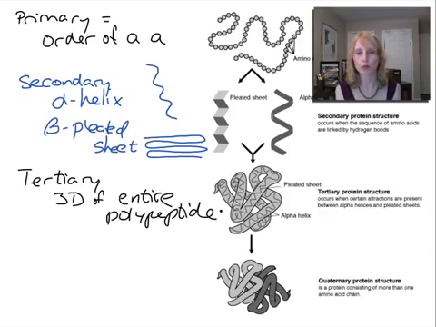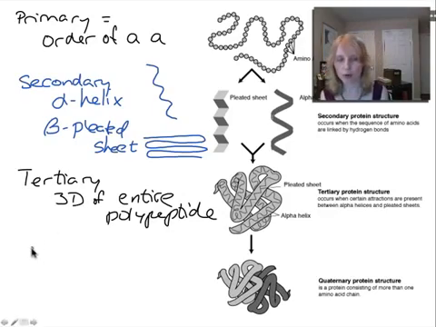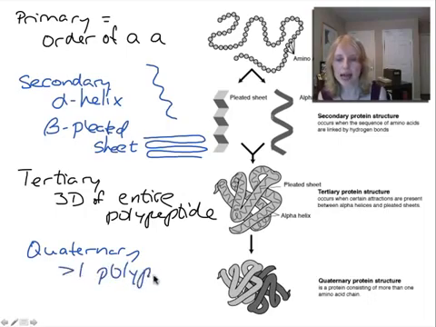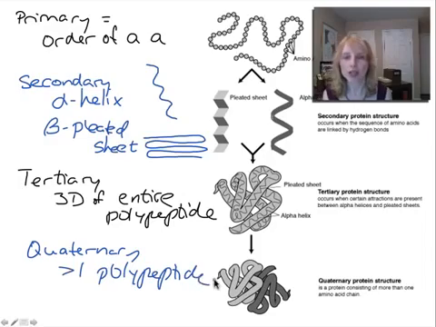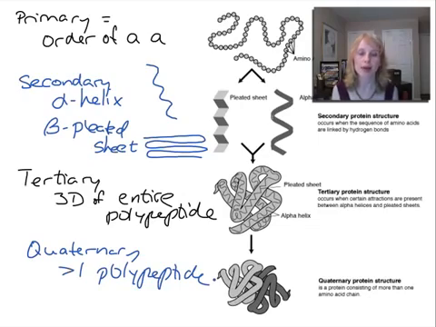And then we have the quaternary protein structure. The quaternary protein structure is when you have more than one polypeptide chain making up a particular protein. So not all proteins have quaternary structure, only certain ones that are made up of more than one polypeptide chain that interact together to form the fully functional protein.